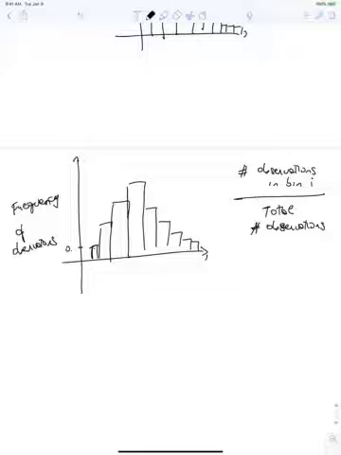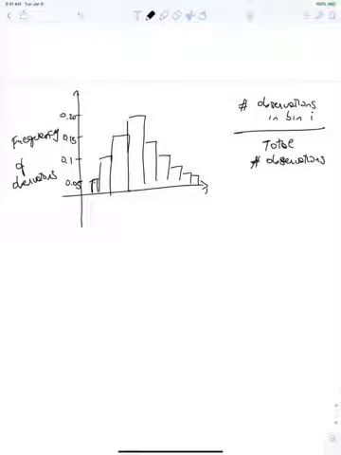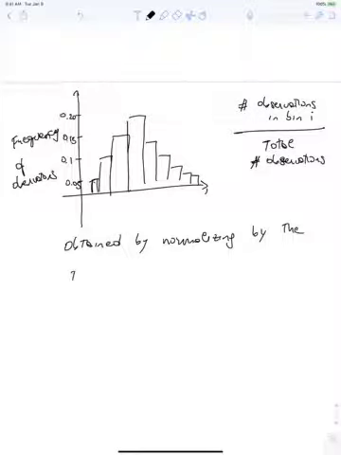But now if I normalize by the number of observations, what I get here are the frequencies. So this could be 0.05, 0.1, 0.15, 0.20. So this is obtained by normalizing by the total number of observations.